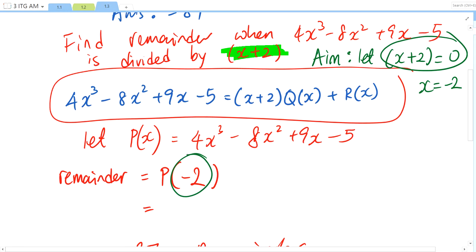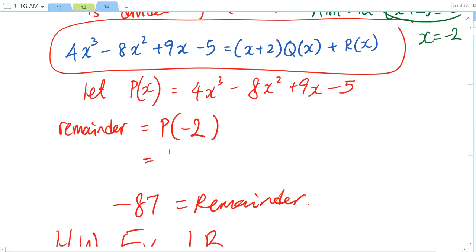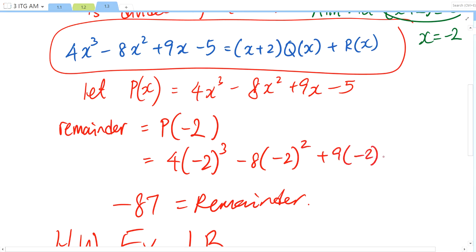Do I need to write down, let x plus 2 equal to 0, x equals negative 2? No need, this is A maths. You are expected to be able to look at this. Look at the factor. Oh, factor is x plus 2. I must substitute x equals negative 2 in order to find the remainder. So here we will therefore have 4 times negative 2 to the power 3 minus 8 times negative 2 to the power 2 plus 9 times negative 2 minus 5 equals the answer.